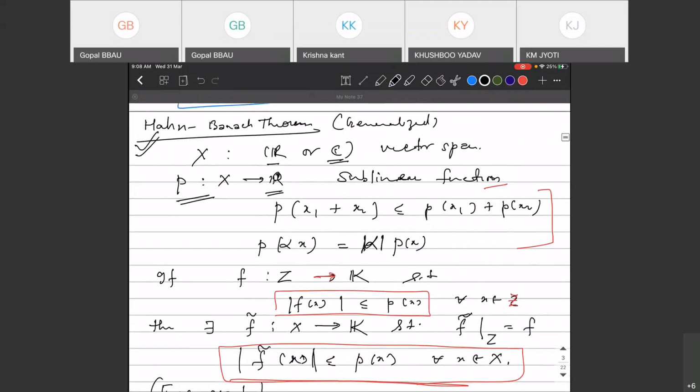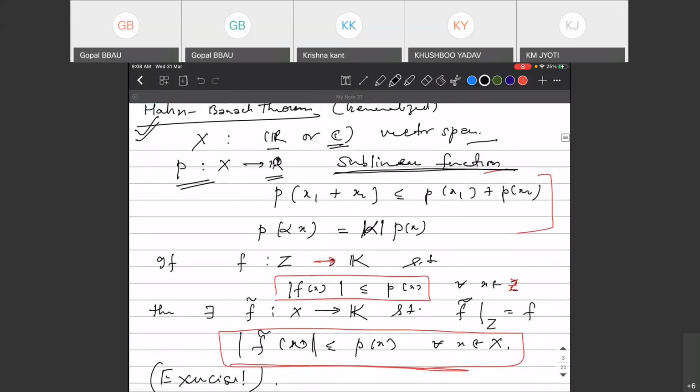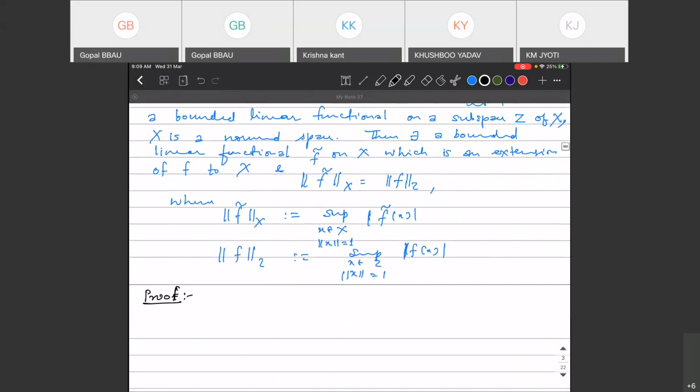If you see the statement of the generalized Hahn-Banach theorem, here we have a vector space. Normed spaces are vector spaces. Then there is a sublinear function. To use the generalized Hahn-Banach theorem, we need a sublinear function. So first I have to find a suitable sublinear function. Okay, so let's do that.